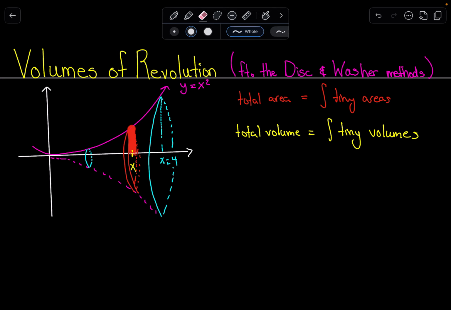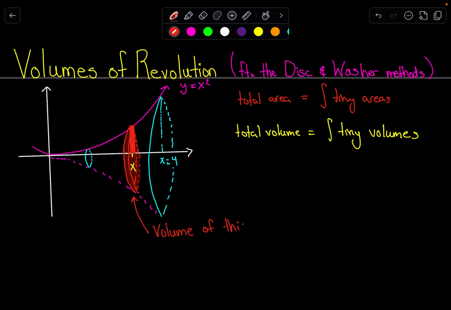So let's erase some of those and make some better cross sections for us. All right, so we're going to get this round, circular-esque shape that's been generated by our straight up and down rectangle. So maybe I'll fill in this little rectangle right here. Okay, and the question is, if I were to ask you, what is the volume of this circle?